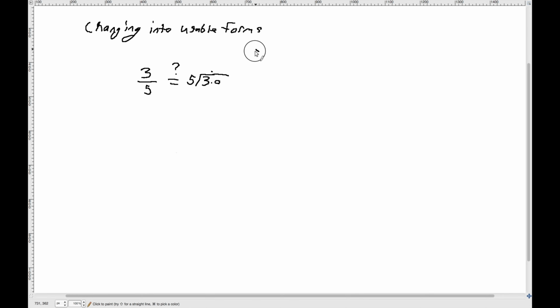So we put 3.0. So we know 5 times 5 is 25. That's not quite right. 5 times 6 is 30. So we put 0.6 because we need to go bigger than 3. So we have to add on to a 0, and in order to add on to a 0, we have to put 3.0. So now we subtract 30 from 30, we get 0. So 3 divided by 5 would be equal to 0.6, which means 3/5 equals 0.6.